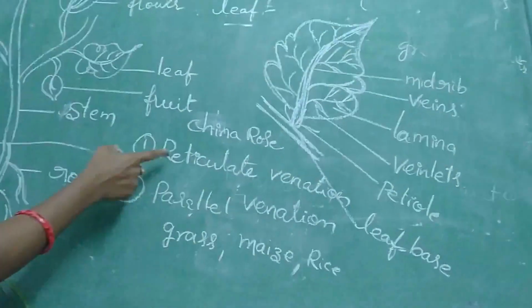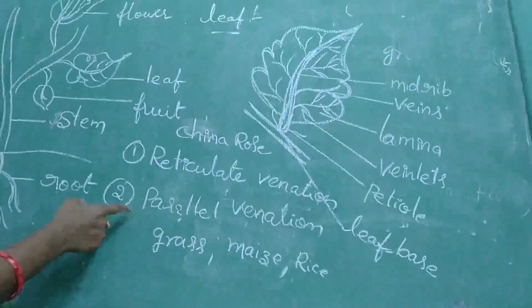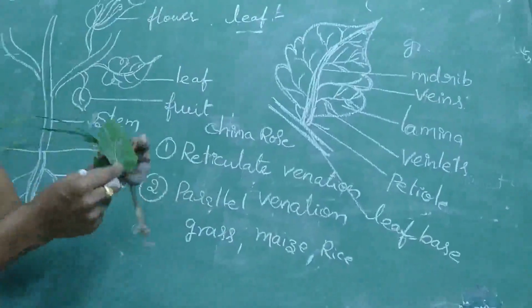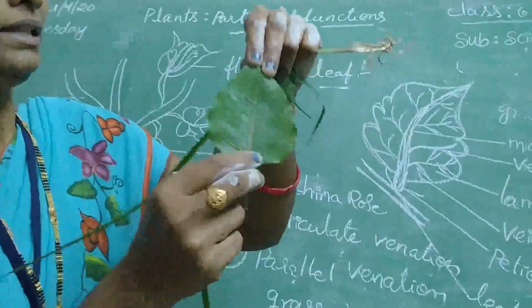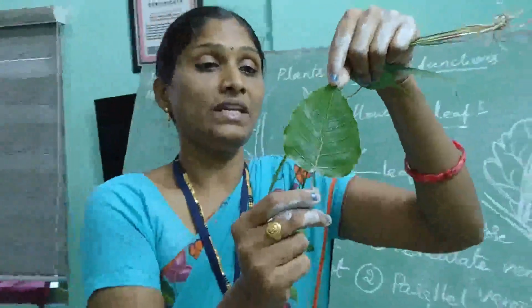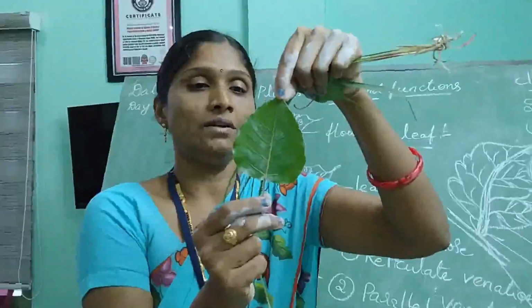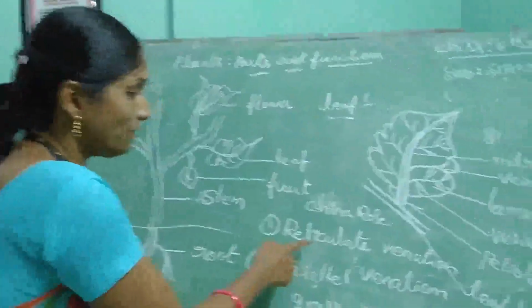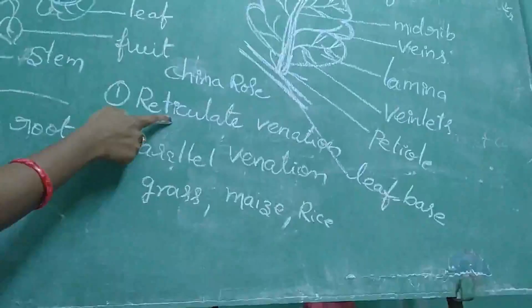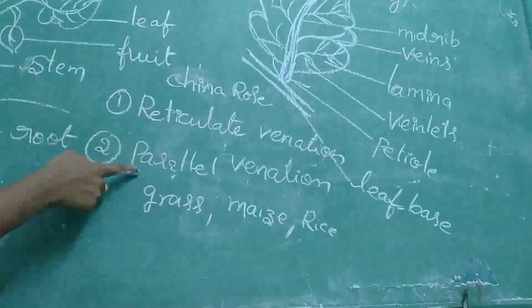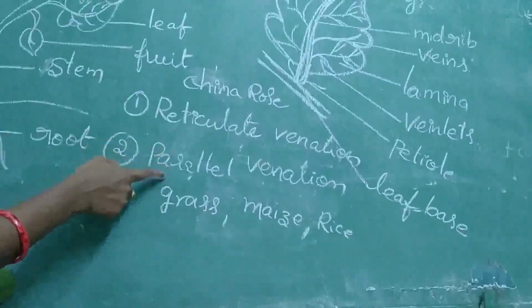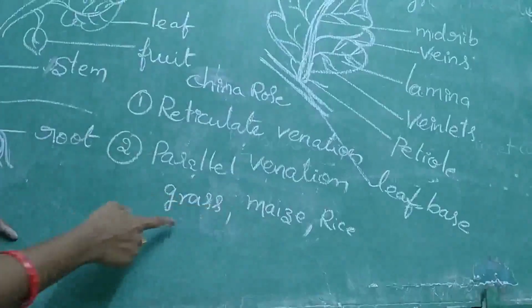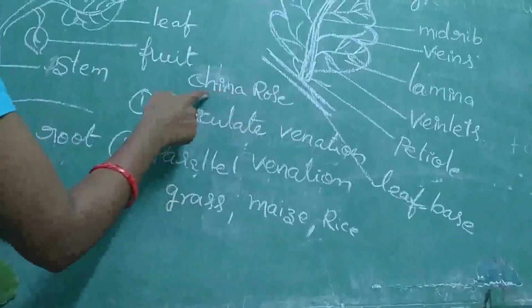What is reticulate venation and what is parallel venation? The example of reticulate venation is this one, a web-like venation. I already explained what dicotyledonous and monocotyledonous plants are. Reticulate venation occurs in dicotyledonous plants, and parallel venation occurs in monocotyledonous plants. These are all monocotyledonous plants, and these are all dicotyledonous plants.